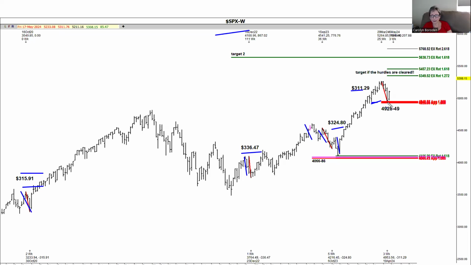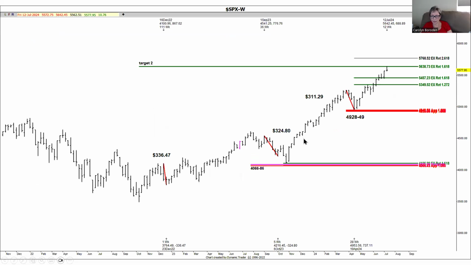Okay. It hit, it held, it triggered, and this is what followed. So not only did we make the targets off of this low, we also made one of the bigger picture targets from over on the left-hand side.